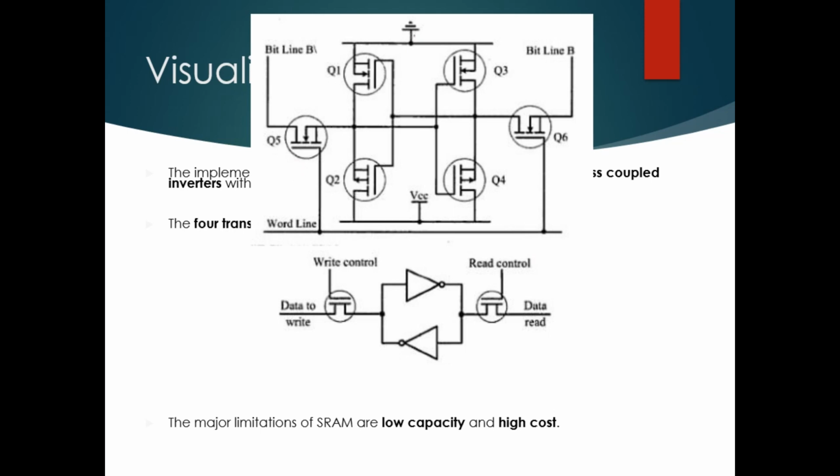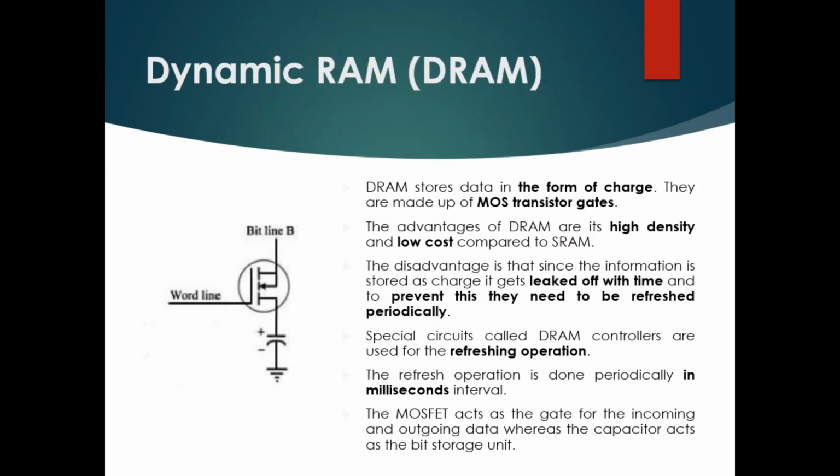So the next variant is dynamic RAM. In dynamic RAM, the data is stored in the form of charge. Okay, so I have a single memory cell structure of a dynamic RAM. It is made up of a single MOSFET. The gate of the MOSFET controls the read and write operation, and the capacitor acts as the charge storage.